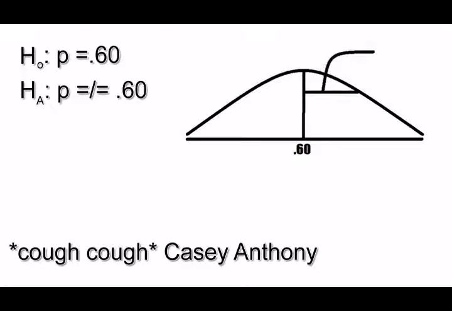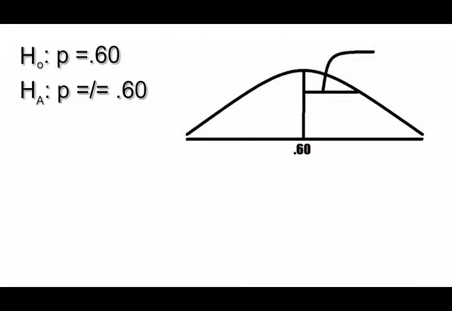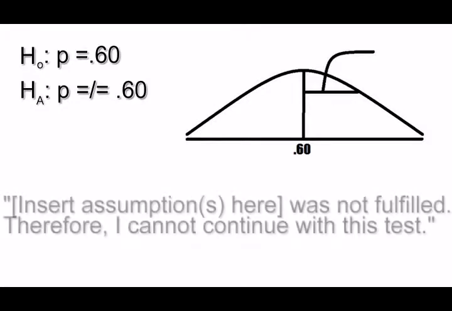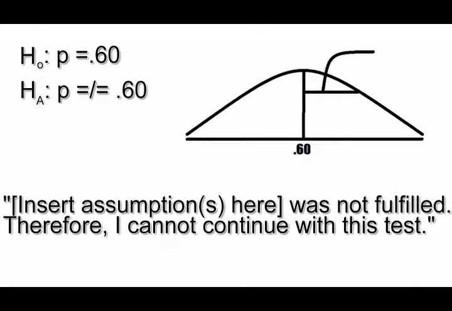If perchance one or many of these assumptions are not satisfied, you will be unable to continue with the test. But before you state that you cannot proceed due to the failure of the satisfaction of the assumptions, think about them once again, and if you're sure, make your statement and end the test.